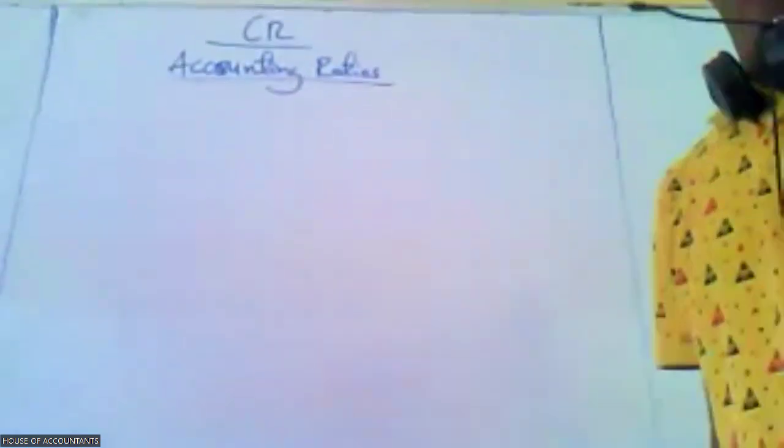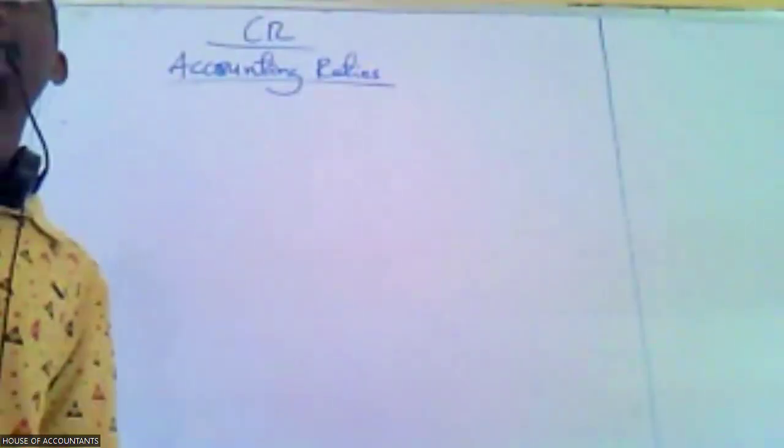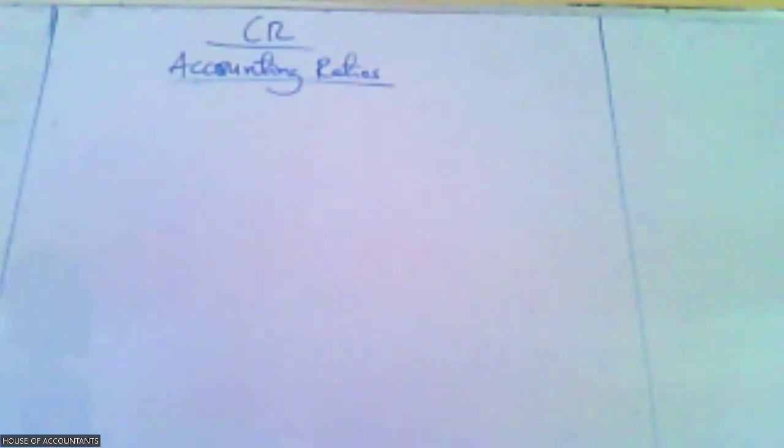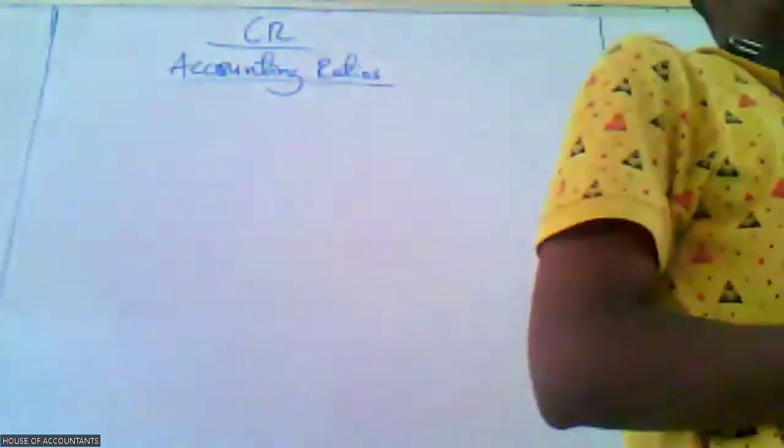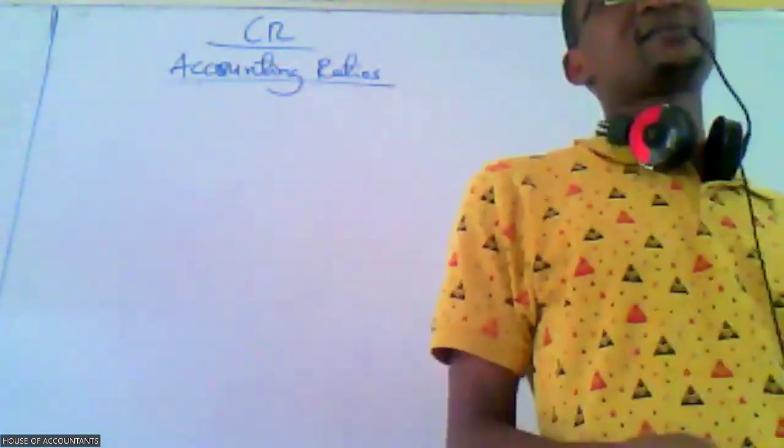So basically at this level, all they want you to know about ratio is what you have on that material. And there are two things involved. One thing is to know how to calculate the ratio. Another thing is to interpret.